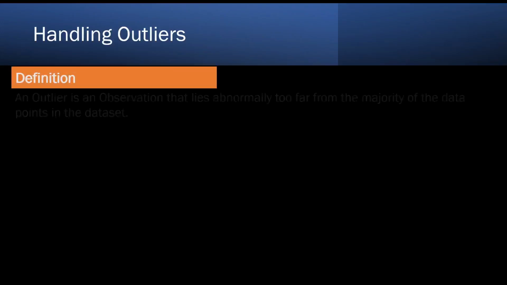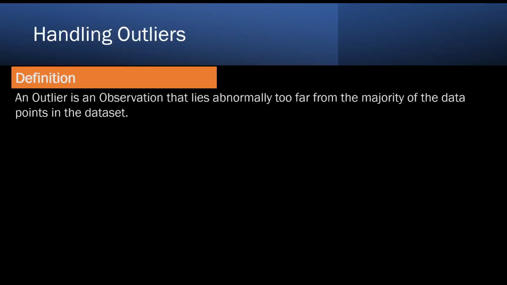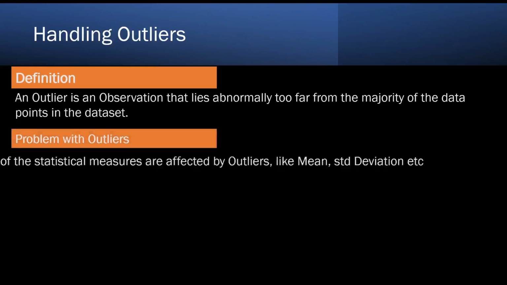So before understanding that, let us again go back to the definition. An outlier is an observation in a data sample which lies abnormally far away from the majority of the data. This is the general definition of an outlier. Now, what are the problems of having an outlier?